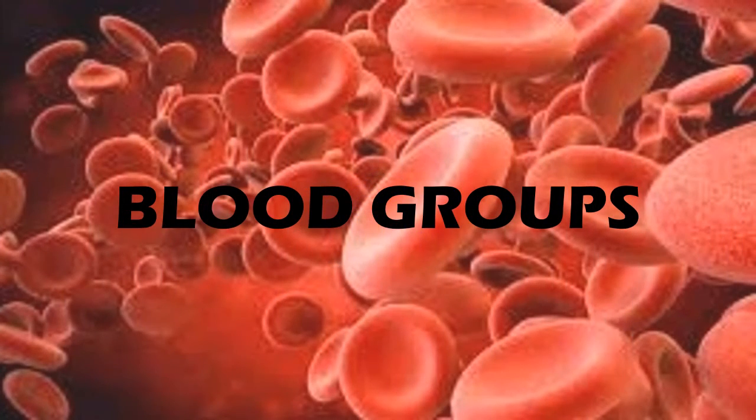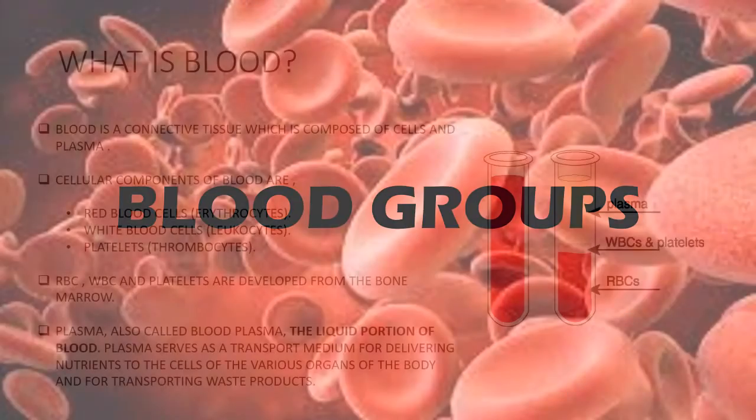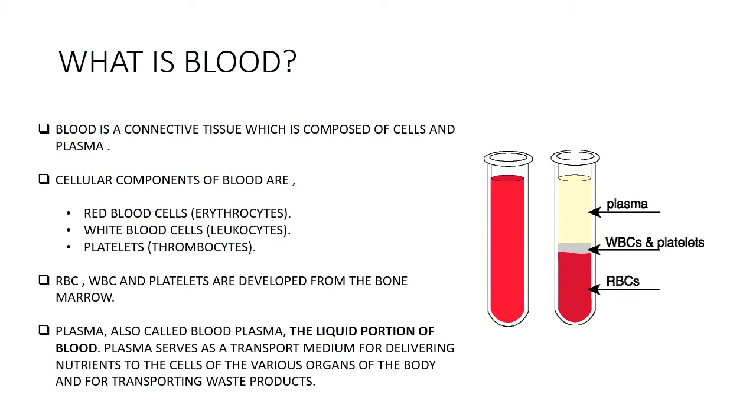Today's topic is about blood groups. Before we get into blood grouping methods, let's first discuss what is blood. Blood is a connective tissue which is composed of cells and plasma. Cellular components of blood are red blood cells, white blood cells, and platelets, also known as erythrocytes, leukocytes, and thrombocytes.